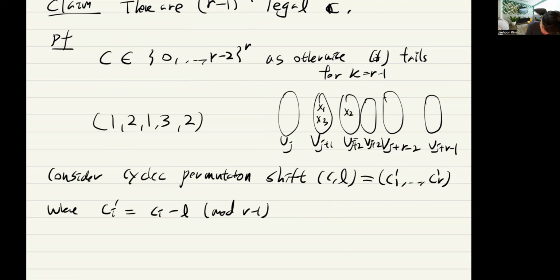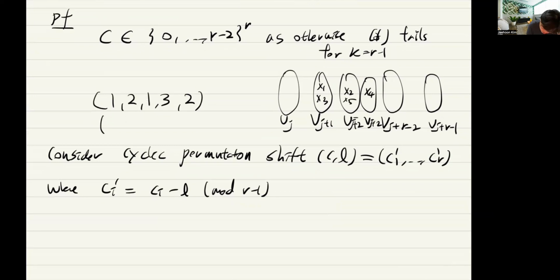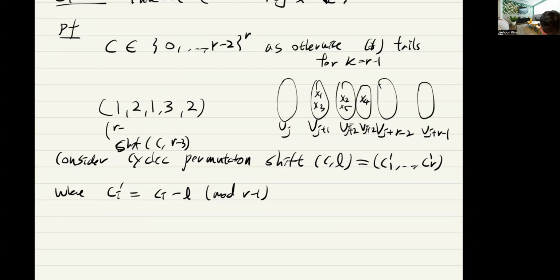And X2 is here, X3 is here, X4 is here, X5 is here. And when L is 1, then what do you get? 0, 1, 0, 2. Let's say you take negative 2 and shift C, R minus 3 is what? This is R minus 2, 0, R minus 2, 1, 0. So its cyclic shift is X2, X5 moves from here to here, and X1, X3 moves to here, and X4 moves to here.